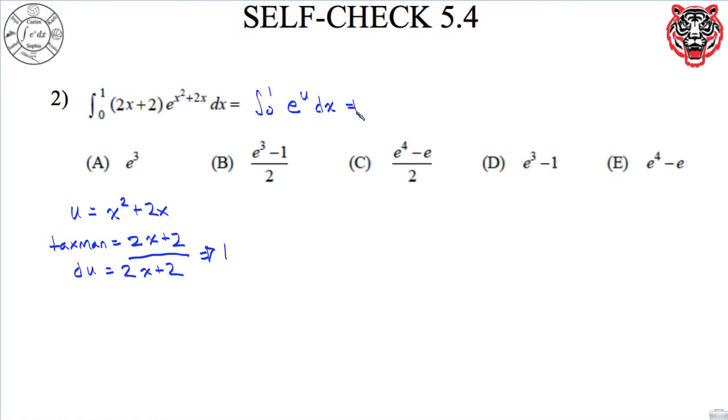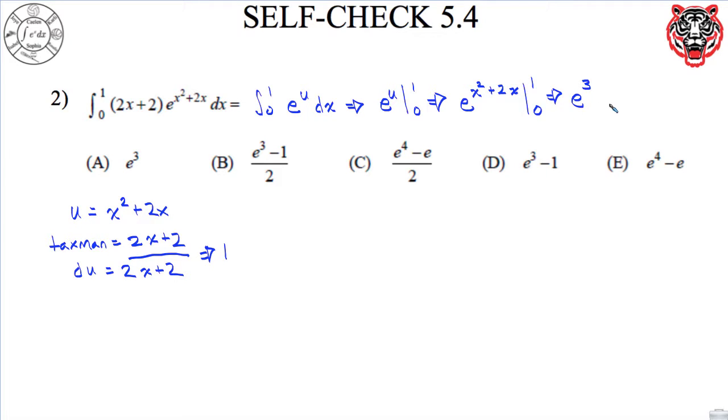So this turns into e to the power of u, not plus c, it's going to be evaluated between 0 and 1. And again, 0 and 1 are x's, and we have a u here, so let's turn this into e to the power of u was x squared plus 2x, x squared plus 2x. Now that's evaluated between 0 and 1. Alright, let's sub these in. When I plug in 1, I get 1 squared, which is 1, plus 2 times 1, which is 2. So 1 plus 2 is 3, e to the power of 3.